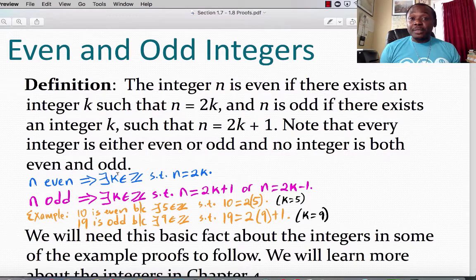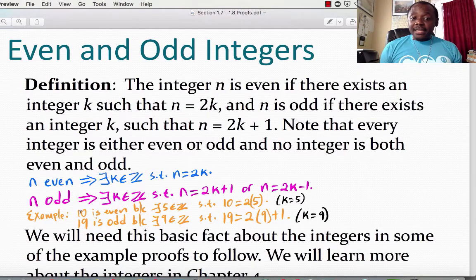This integer could even be 0, it could be positive, it could be negative. But the only way we can conclude that a number is even is if there exists an integer k such that n equals 2k. What about odd? A number n is said to be odd if there exists an integer k such that n equals 2k plus 1 or n equals 2k minus 1. Both will be accepted. Both are definitions of a number being odd.